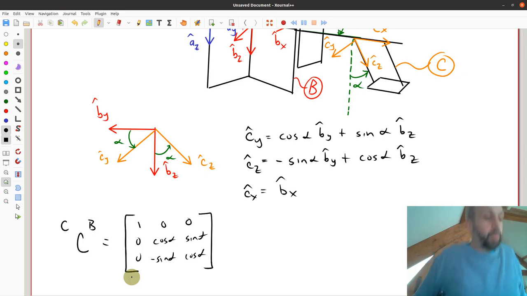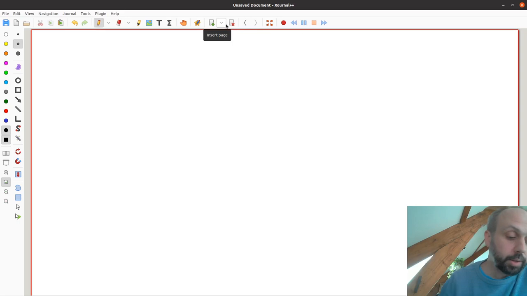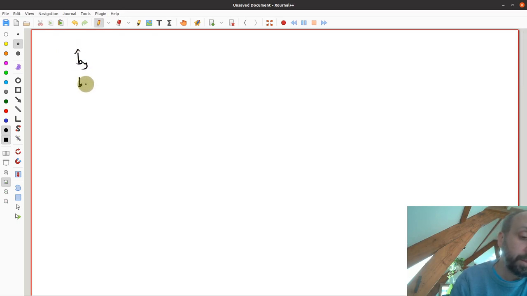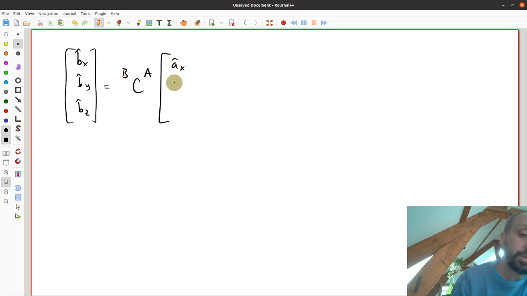So now we have these two rotation matrices. And a nice property of rotation matrices is that if I now want to know, well, what is the relationship between the C reference frame, the swing, and the wall, A, we can use those rotation matrices to determine that. So I'll rewrite here. We have Bx, By, Bz equals C, B with respect to A, times Ax, Ay, and Az. And also, we have the Cx, Cy, Cz.